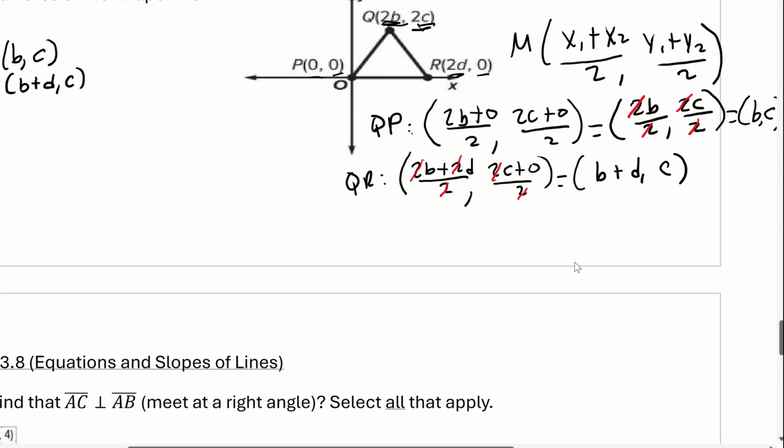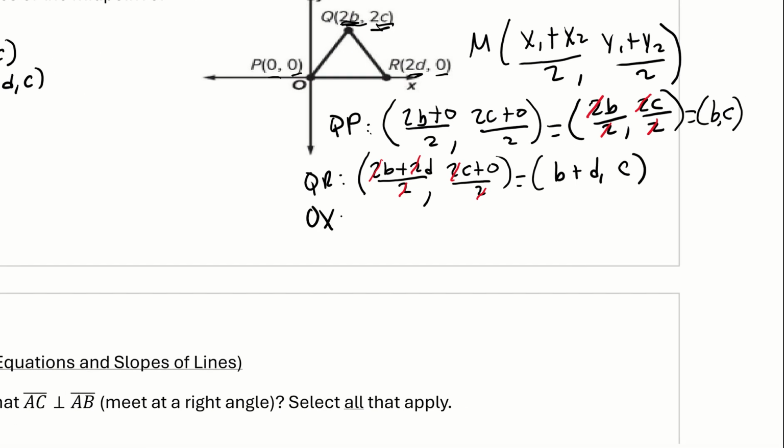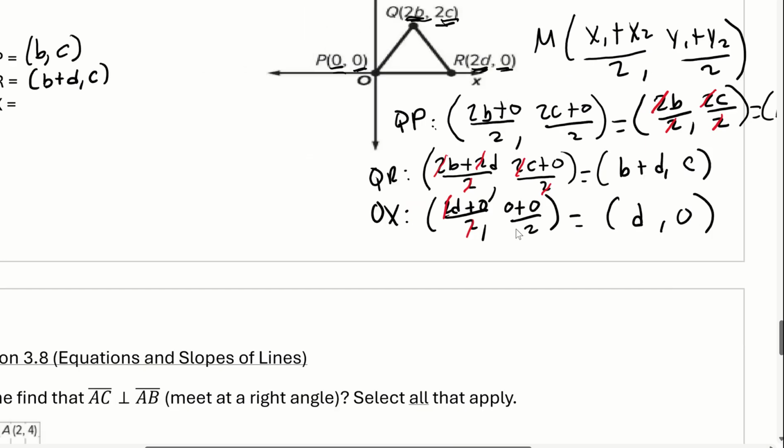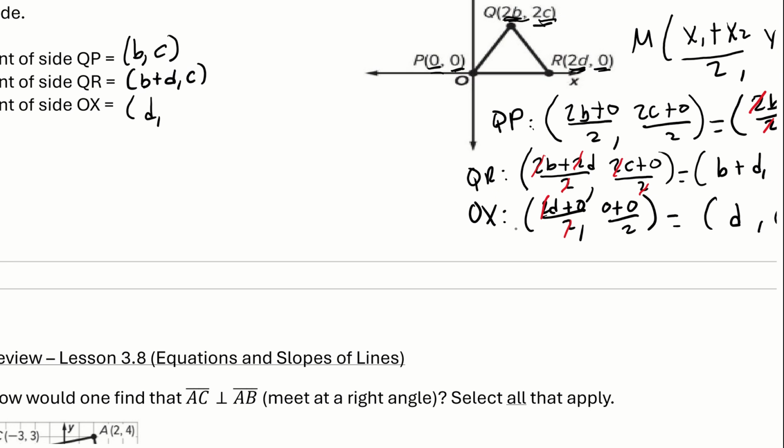All right, and then side OX. So we got side OX. So you add the x coordinates, so that's 2d plus 0 divided by 2, and then 0 plus 0 divided by 2 is just 0. And then 2d plus 0 is 2d, and then 2d divided by 2, well, the 2's cancel. So we get (d, 0). And that's it. And those are the coordinates of the midpoints of each side.